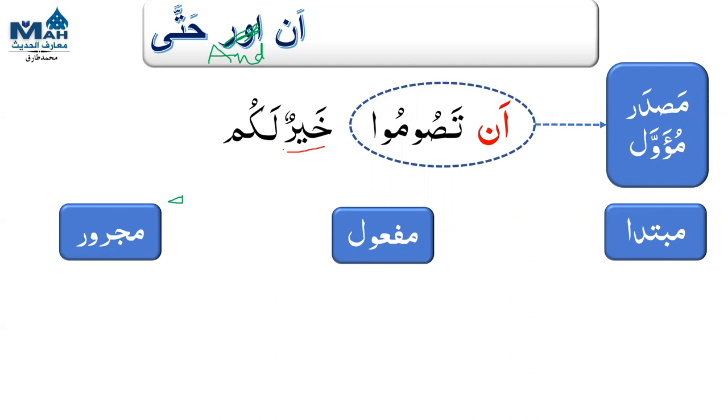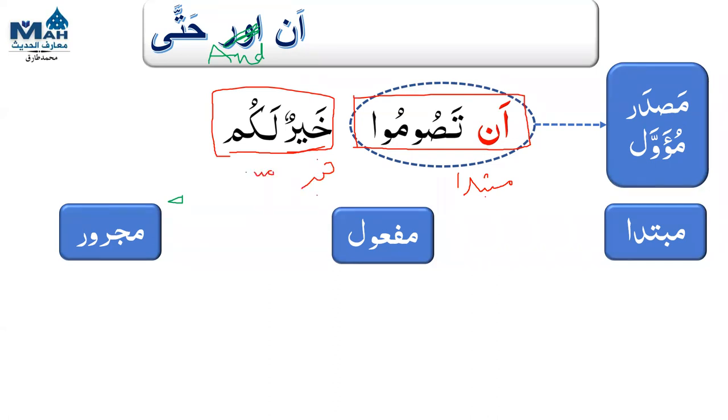We are using khairun from the second lecture. So, good for all of you: khairun lakum. This sentence, antasumu, became the mubtada here, and khairun became the khabar. And lakum becomes mutalliqu khabar. So can you translate now? Antasumu khairun lakum.